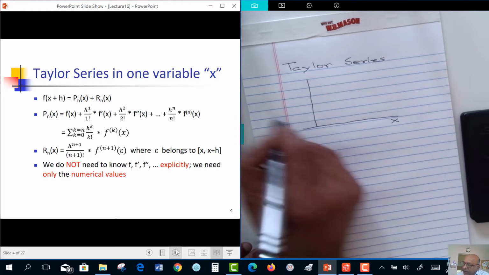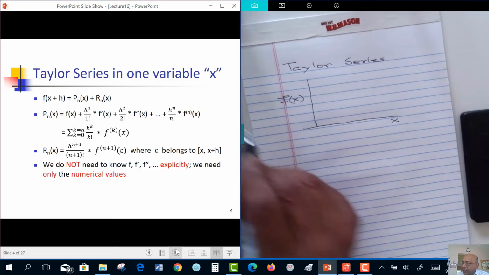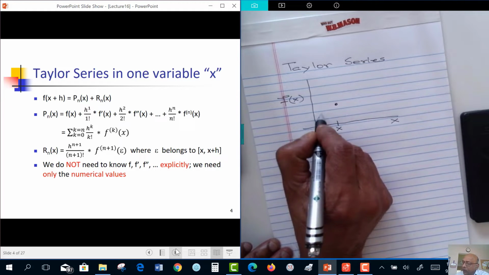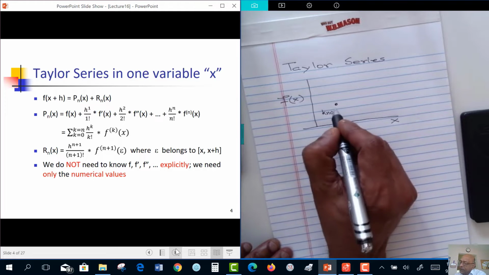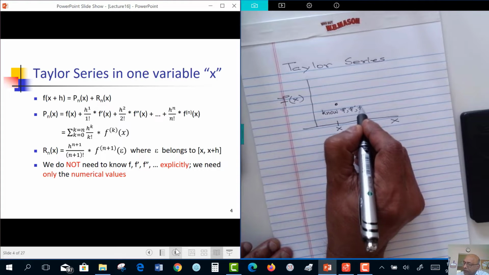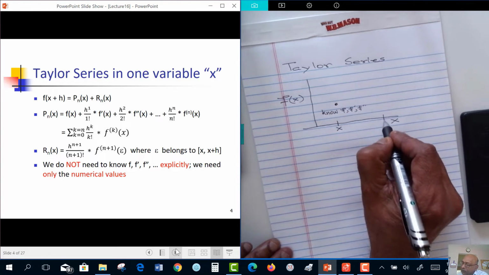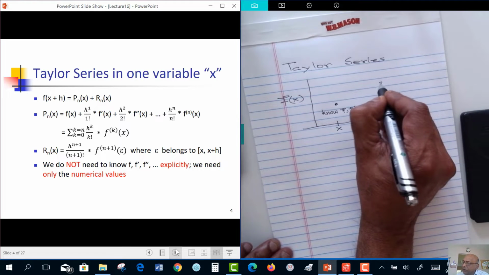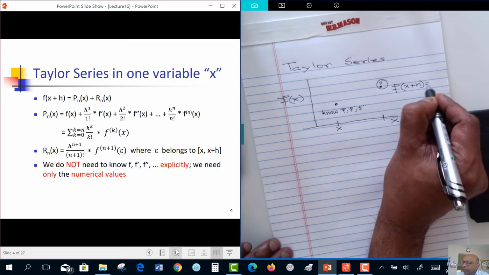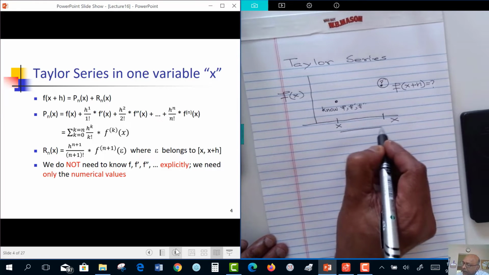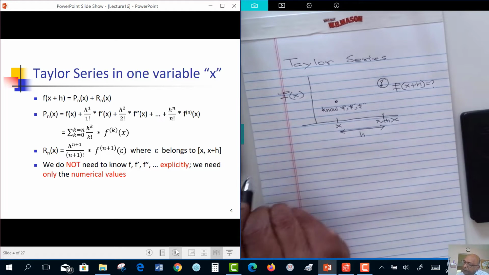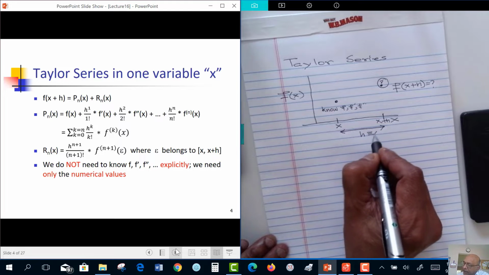What Taylor series says is, let's suppose we have a function of one variable x. And at a particular x value, we know something about this function. What do we know? We know the function value, first derivative, second derivative, and so on. And what we want to do is predict the value of the function some distance h away. This is x plus h. So think of h as the same as delta x.